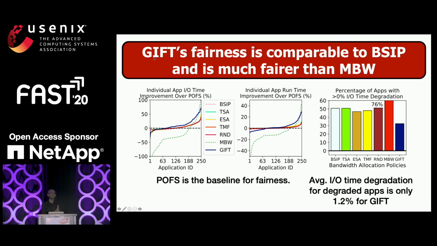And when we look at the percent of applications which actually have greater than 0% I/O time degradation, Gift has the fewest percent of applications which see a degradation, at 30%. And you might say that 30% is still high, but the average I/O time degradation just among these degraded applications is only 1.2%. And this might not be a direct result of Gift policies, because the prototype runs for a longer time. Different policies mean that different applications get scheduled with different applications, so that also introduces some I/O time variability.